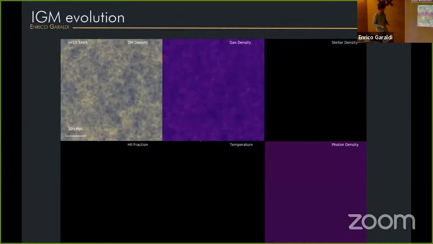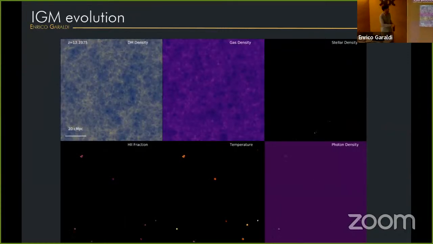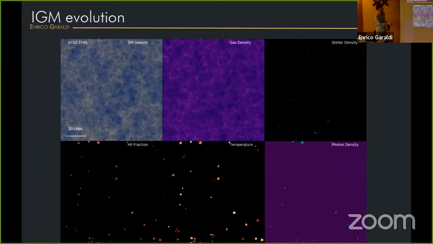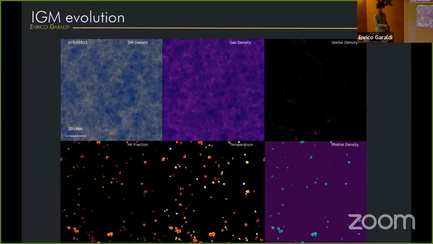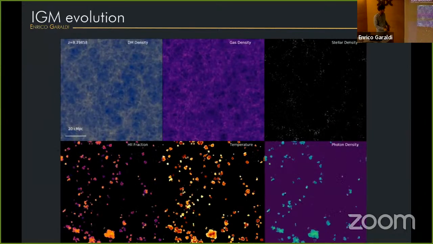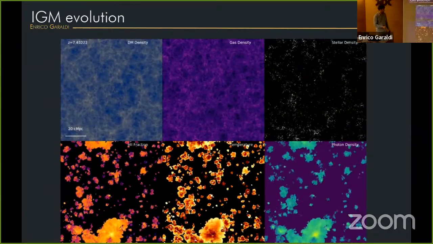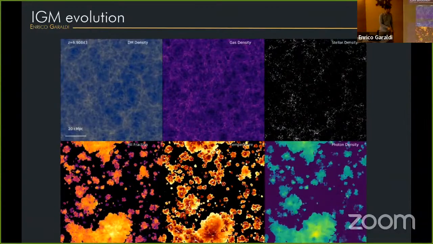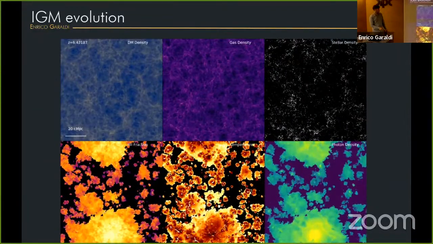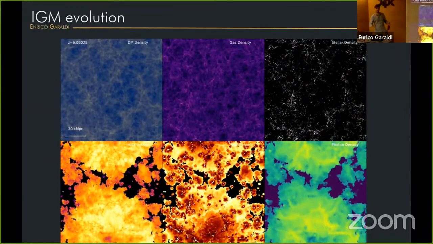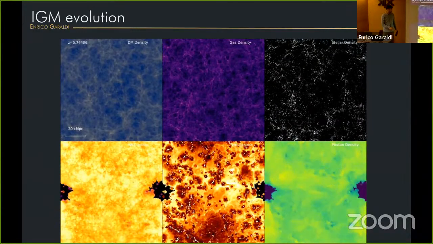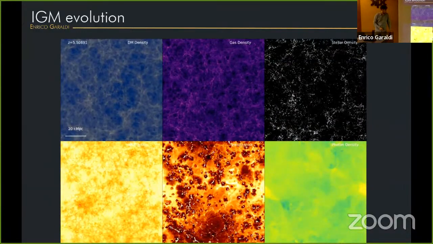So finally, the mandatory simulation movie while I take a sip. What you see here on the top is the dark matter, gas, and stellar density in a slice through the simulation box. And here you see the H2 fraction, temperature, and photon density. So you see the typical bubbly reionization, with small reionized bubbles growing more and more around the first galaxies and eventually coalescing and reionizing the entire box. So you probably have seen this multiple times already.